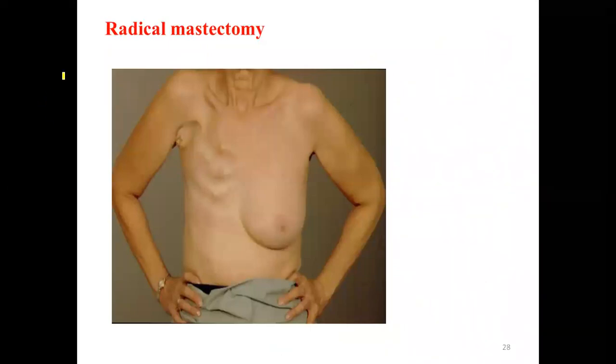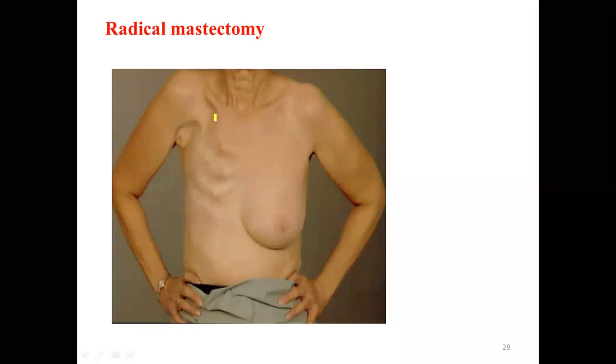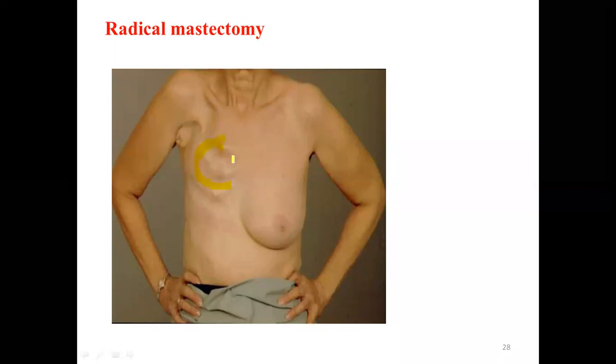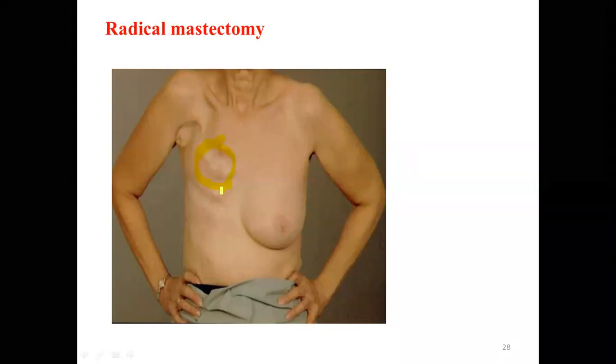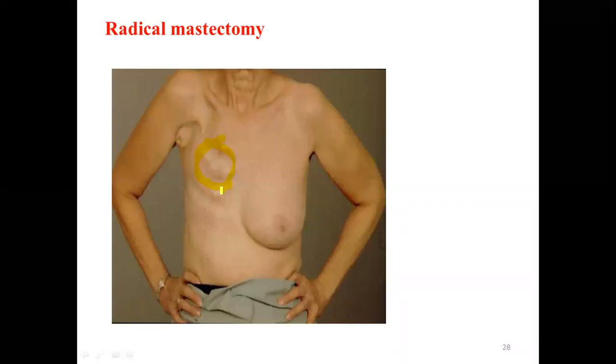This is how radical mastectomy looks: the whole breast is removed. Because of the psychological impact and the possibility of other psychiatric disorders, this is not usually recommended unless the disease is advanced. The management of cancer is usually holistic.